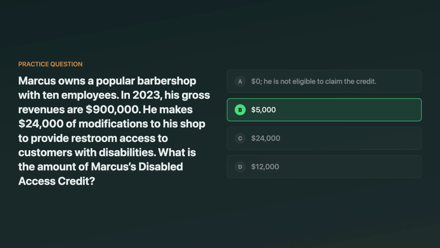The credit is $5,000. The disabled access credit is generally 50% of eligible costs over $250, limited to $10,250 of expenditures, so the maximum credit is $5,000. Marcus qualifies as a small business because gross receipts are $1 million or less, or 30 or fewer full-time employees. A tempting wrong answer is $12,000, but there's a hard cap.